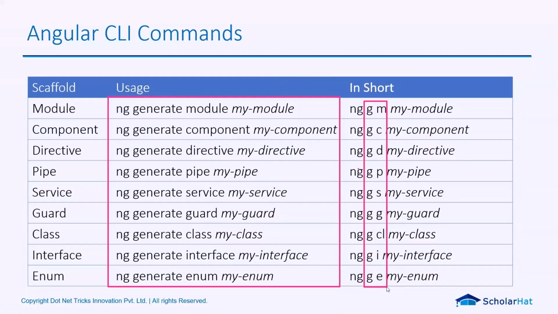Here we are using M for module, C for component, D for directive, P for pipe, S for service, G for guard, CL for class, I for interface, and E for enum. So these options are available to create the specific things in Angular. Let's see how we can create the Angular project first. Then we will talk about how we can create these many things in our Angular application.